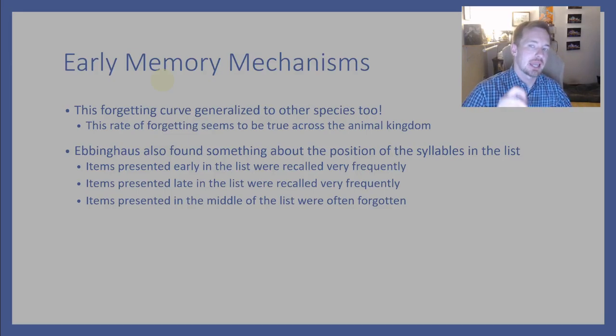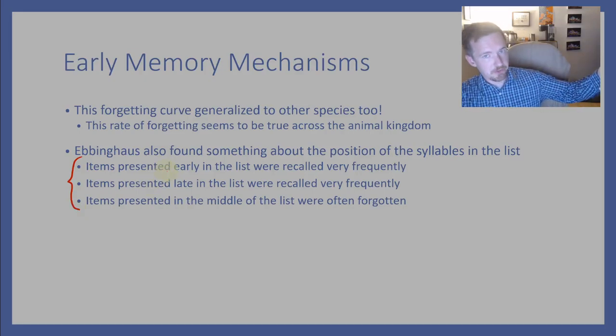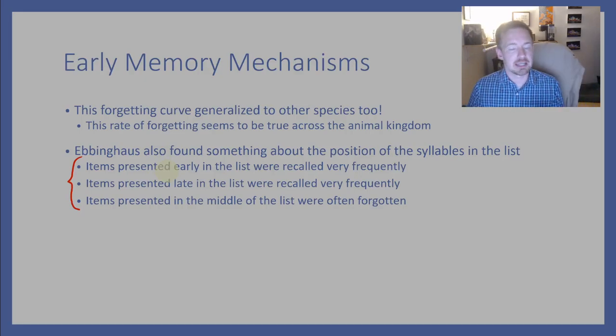And he also found something else that's also been demonstrated throughout the animal kingdom, which is the primacy and recency effect. This is the phenomenon that you may experience if you make a mental list of things to pick up at the grocery store. You'll remember the first few things, the last few things, but you'll forget a lot of the things in the middle. You also probably experienced this with the presidents of the United States, too. You could probably tell me maybe the first couple, and you could tell me the last few, but you may not remember all that much, right?